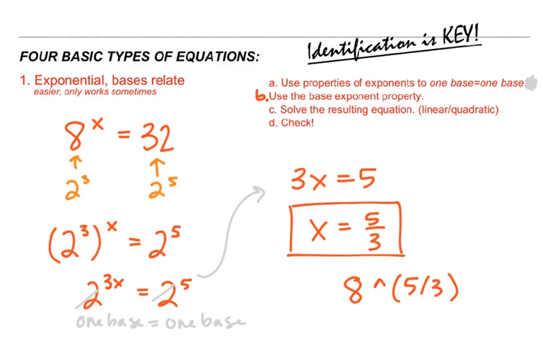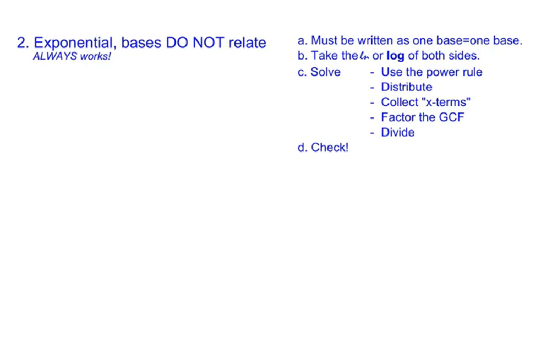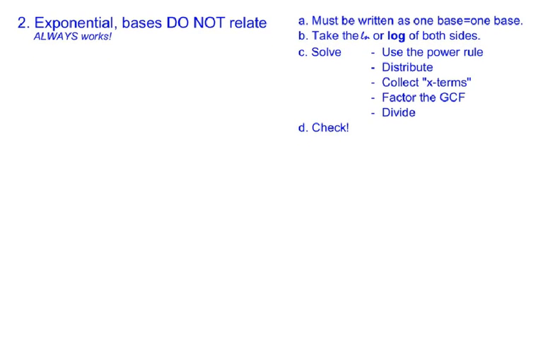All right? So the easier way to solve an exponential equation is when we can write them as 1 base equal to 1 base. But we can't always do that. So we have a method that works in situations where we can't do that. So an example of that we have right here. Exponential bases do not relate.